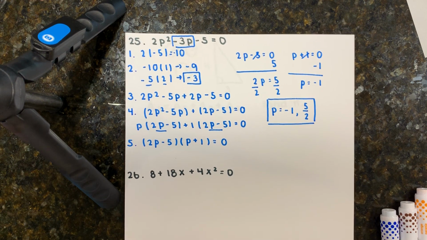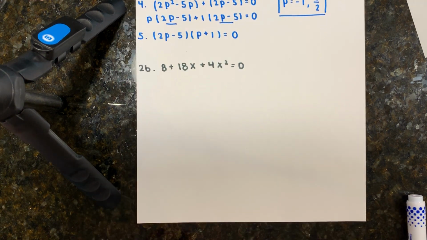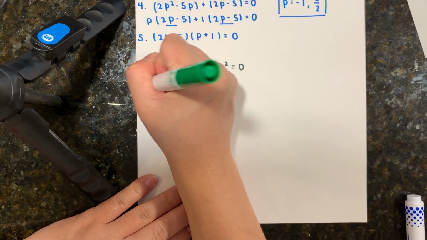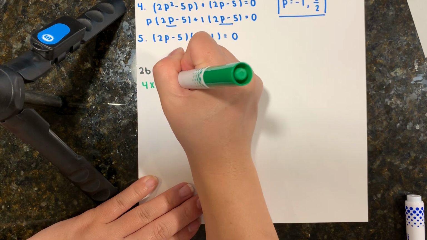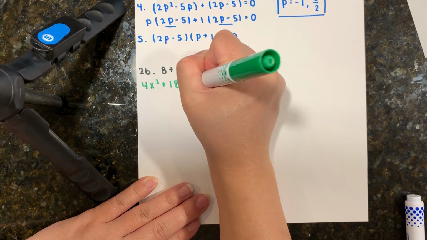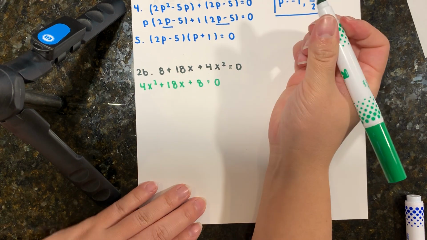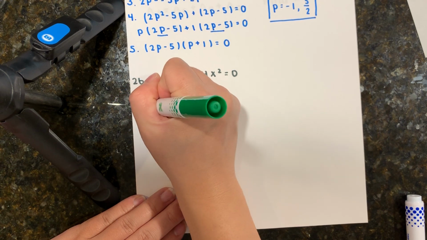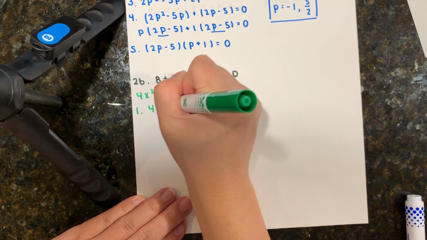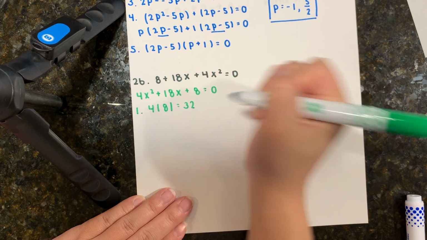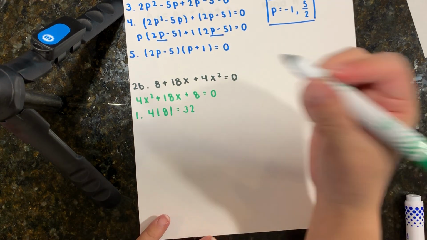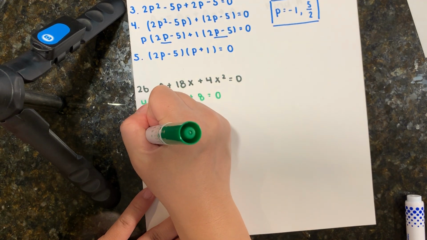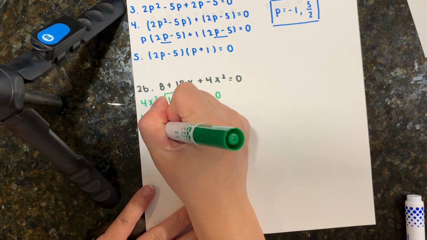Okay. And then number 26, the first thing you have to do is write this in descending order. So this would be 4x squared plus 18x plus 8 equals 0. Step 1 is to multiply the first and the last term together. So that would be 4 times 8, which is 32. I need to find the multiples of 32 that are going to add up to 18. So I'm going to do 8 times 4.